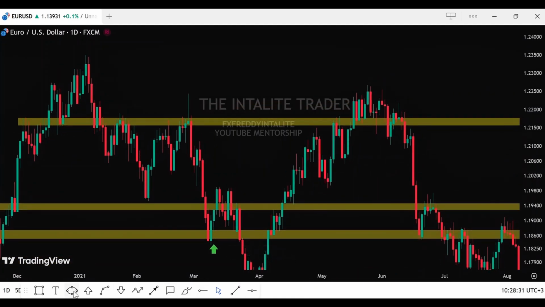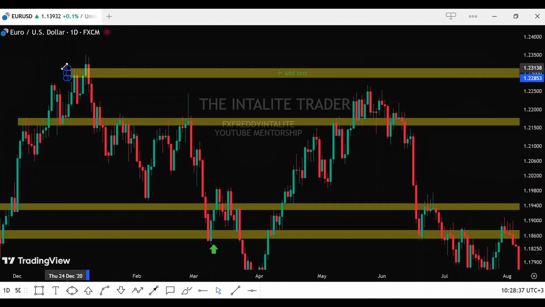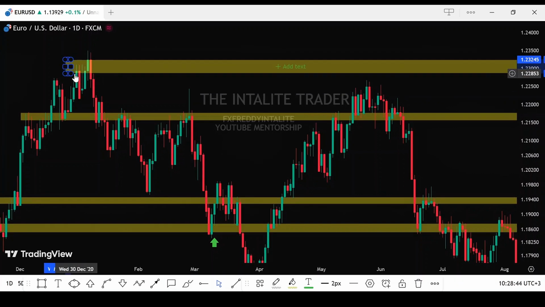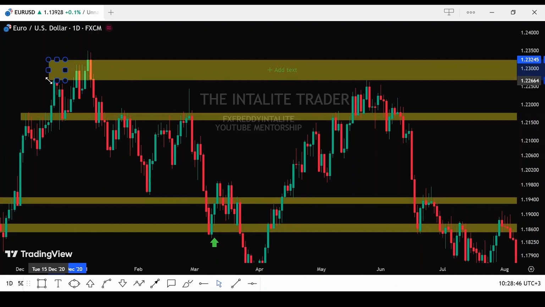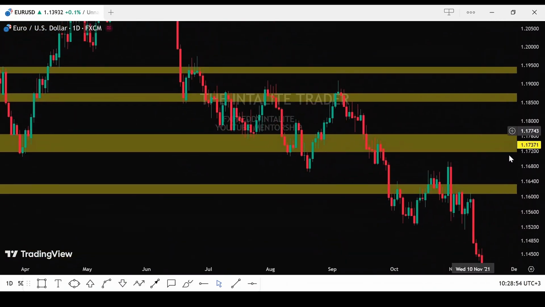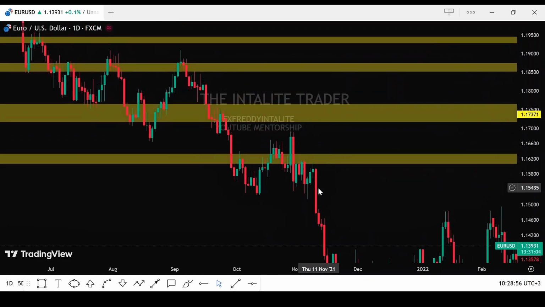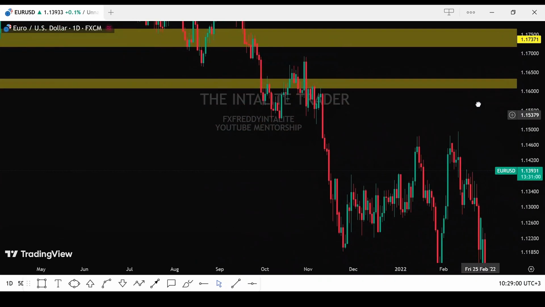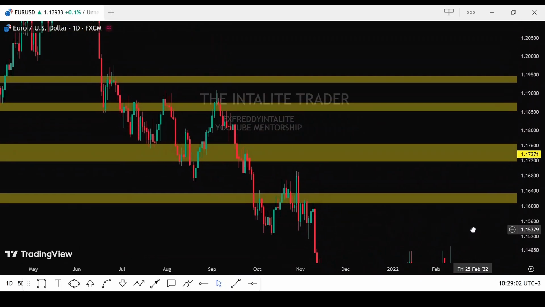Then we also have this here, the last one, where price came and tapped in. So you draw one wide zone. When price comes into this level, you just read price action and act based on that. So that is how we draw support and resistance key levels.